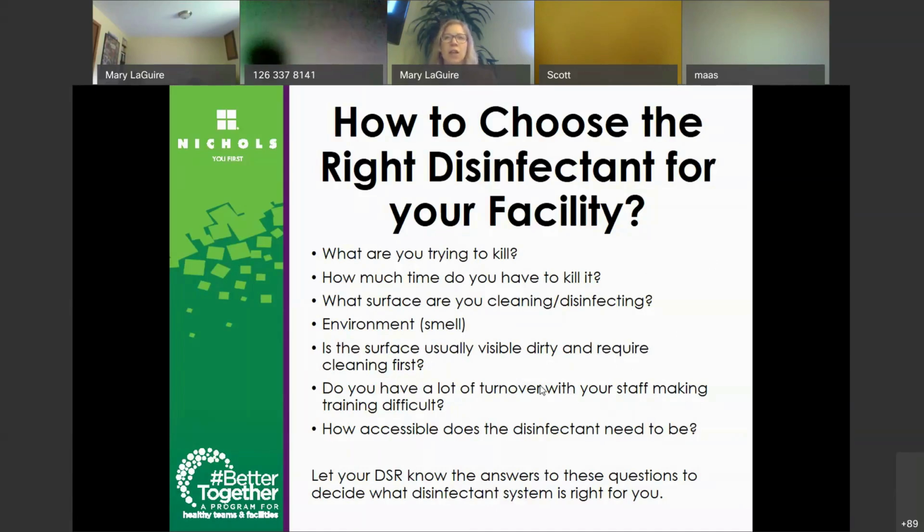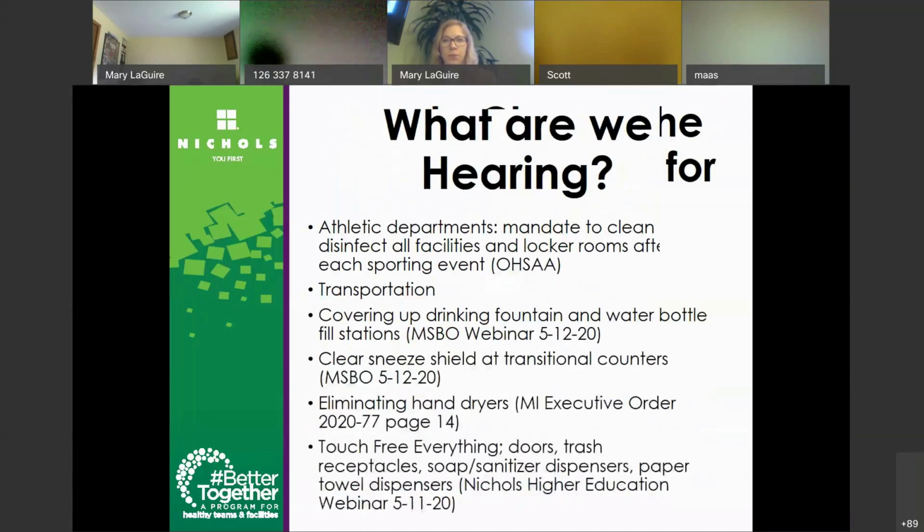If that's the case, maybe a ready-to-use system is the best type of system for you, where it's very easy, limited training, basically foolproof. And how accessible does the disinfectant need to be? Do you need to have it right there for someone to grab on a dime if they need to quickly disinfect something? Or is it okay to be put away in the closets with the dilution station? So talk to your distributor sales representative, talk to your Nichols representative about the answers to these questions of what you're trying to kill, and they will help find a disinfectant system that is right for you.